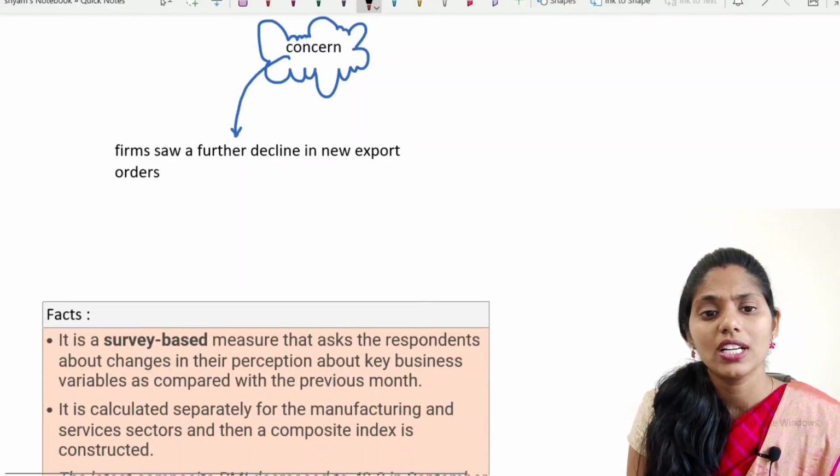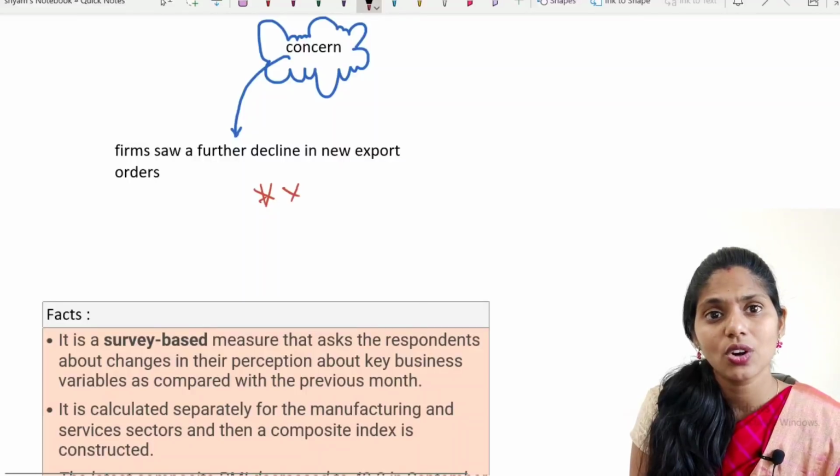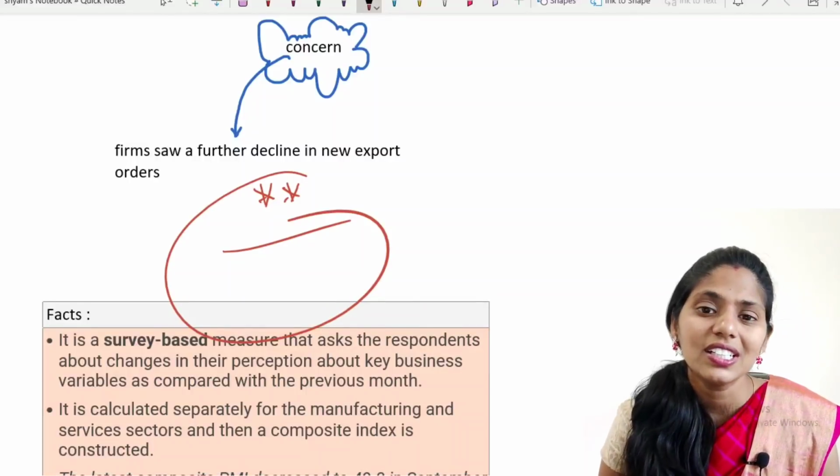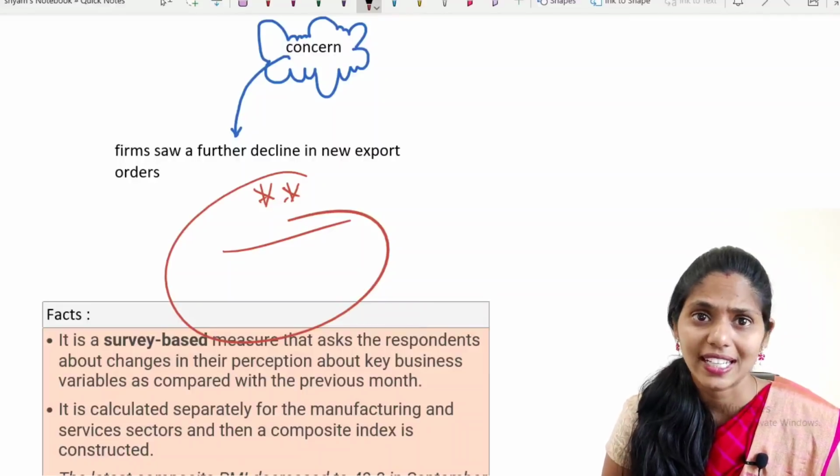And if we are talking about concerns, even though there is some boost for our service sector, there is a further decline in new export orders that can be seen.